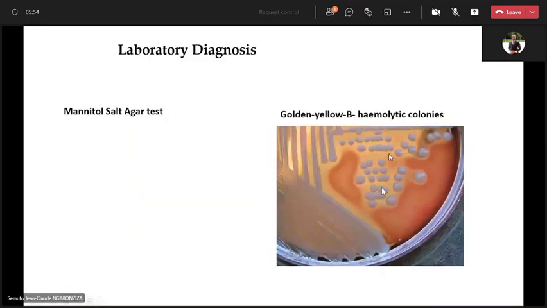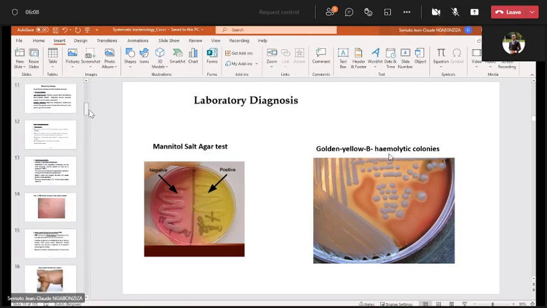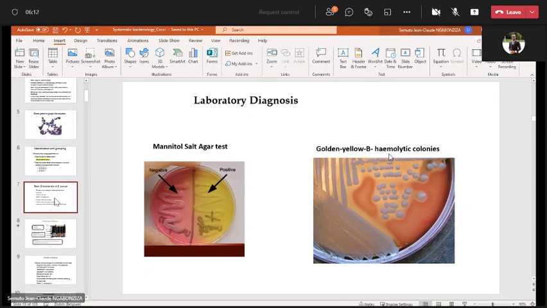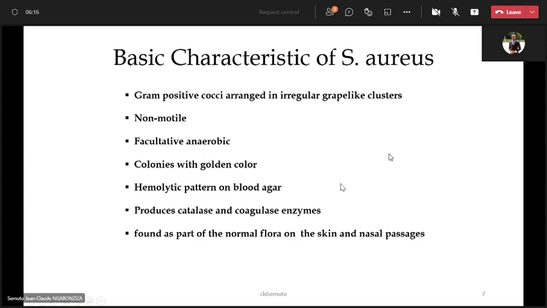So you can see how the colony of Staph aureus, or all Staph, looks, with beta hemolytic pattern. I hope when we say this, you immediately understand what beta hemolytic means. So they are hemolytic on blood agar. They have beta hemolysis, and produce catalase and coagulase enzymes. This is Staph aureus. So they have these two enzymes: catalase, that differentiates them from Streptococcus and Enterococci, but also coagulase enzyme, which differentiates Staph aureus from the rest of Staphylococcus.